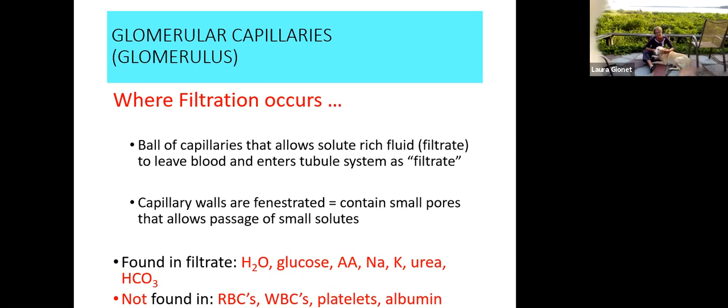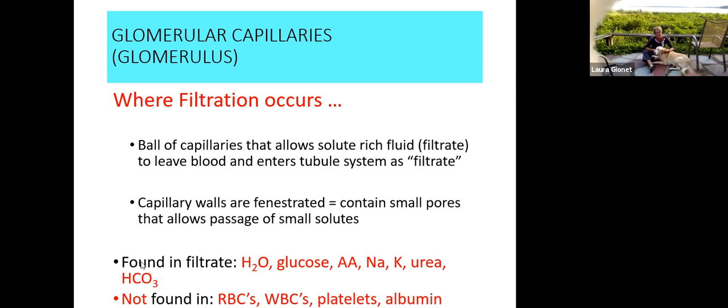Capillary walls are fenestrated. All capillary walls really are fenestrated. They contain small pores that allow the passage of small solutes. Remember, hydrostatic pressure pushes molecules out, and then the hypertonic nature of blood as it passes from one side of the capillary to the other draws some of that fluid back in. Also, partially because it hits the walls of the Bowman's capsule, it pushes back in a little bit, but most of it will not be drawn back in, just like what happens in a regular capillary bed. That's why we have the lymphatic system to capture that interstitial fluid. Similar thing happens here, but instead of the lymphatic system capturing that fluid, the fluid would be forced down through the other regions of the nephron.